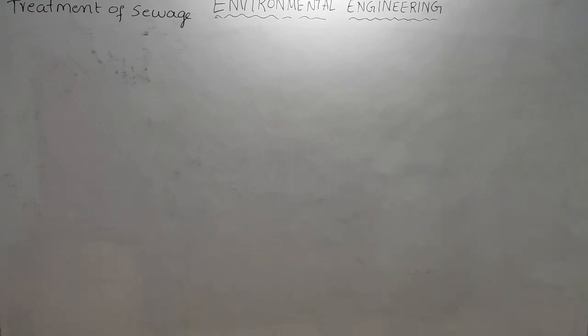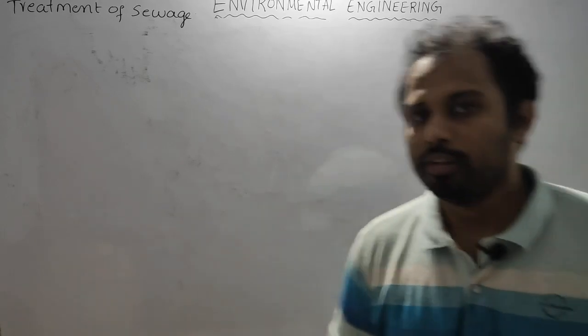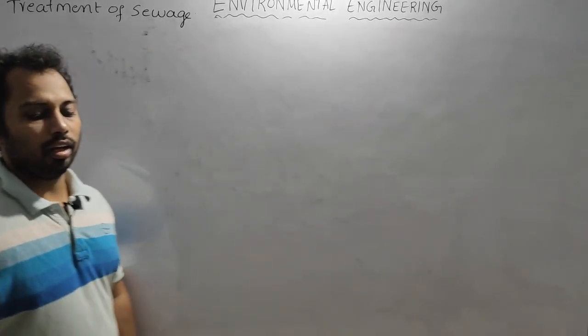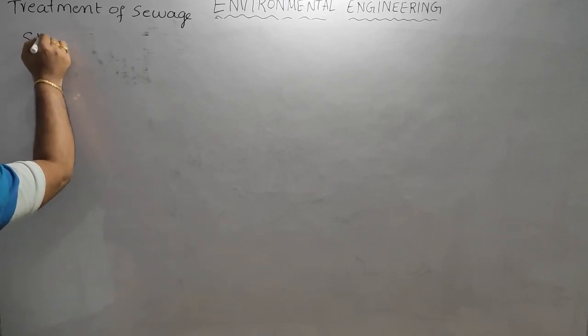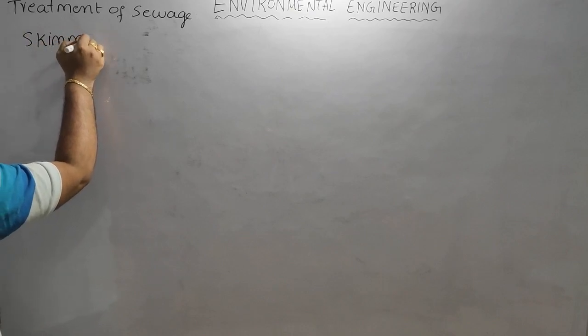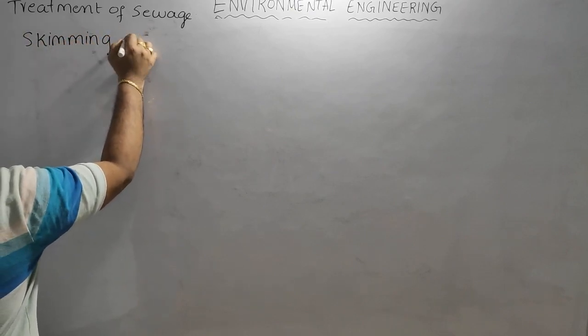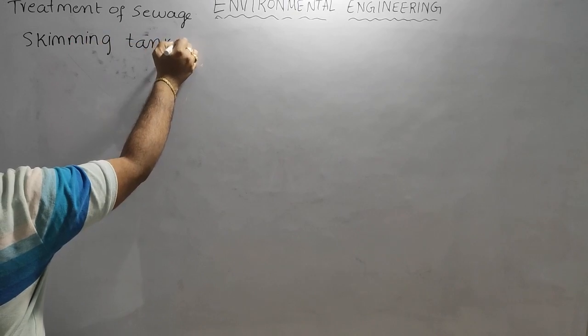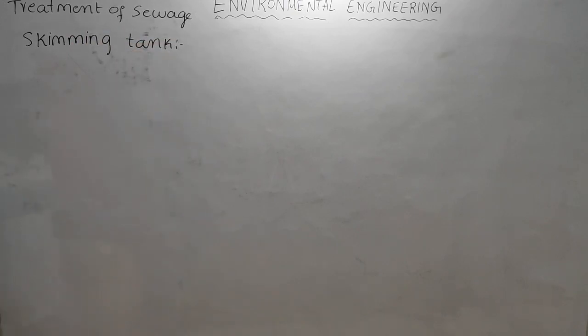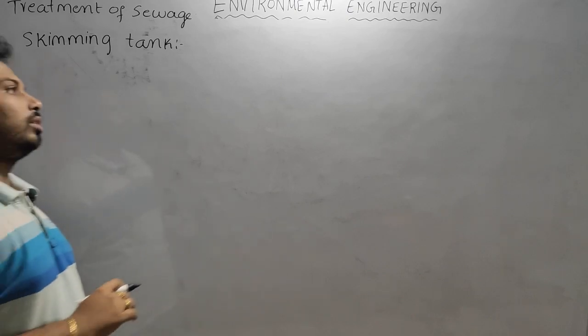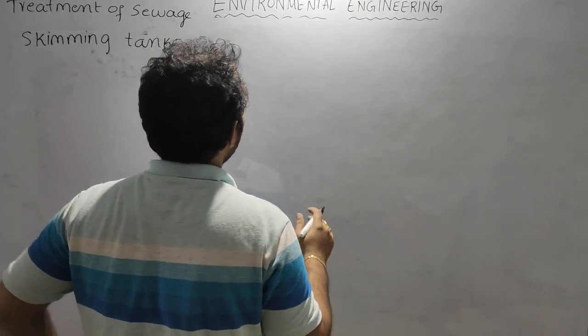In the previous session we discussed the grit chamber. In this session we are continuing with the next unit of the process, that is the skimming tank. The name itself says skim. Skim means cutting or trimming the top layer, which is called skimming of the top layer.